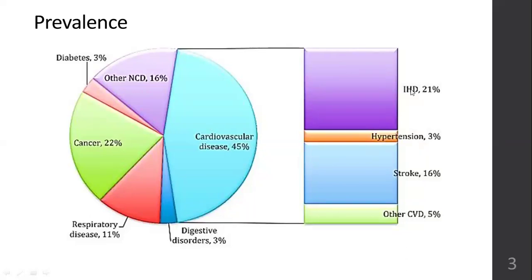Then it is cancer, then other non-communicable diseases, respiratory diseases, diabetes, digestive diseases. Okay, but majorly you can see a big chunk is of heart disease, and also under heart disease, this is IHD, which means ischemic heart disease. This is what I have said.